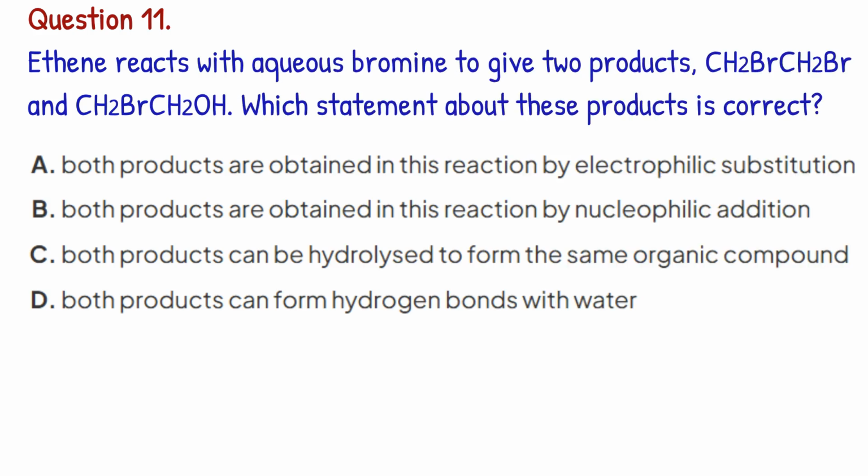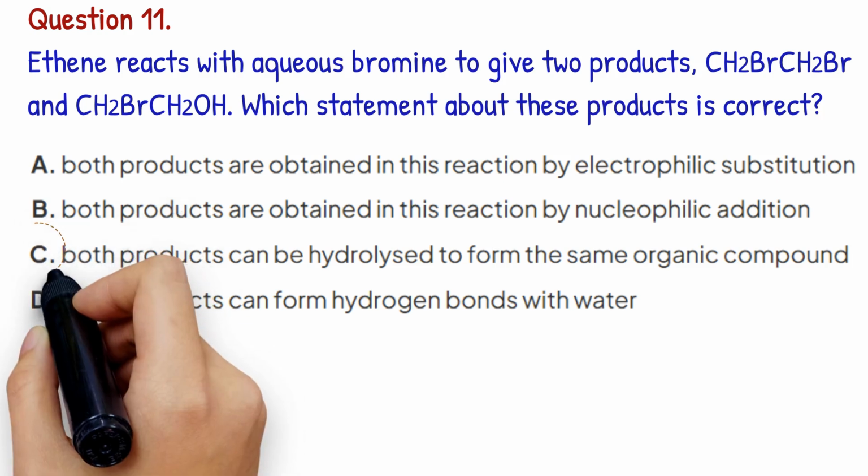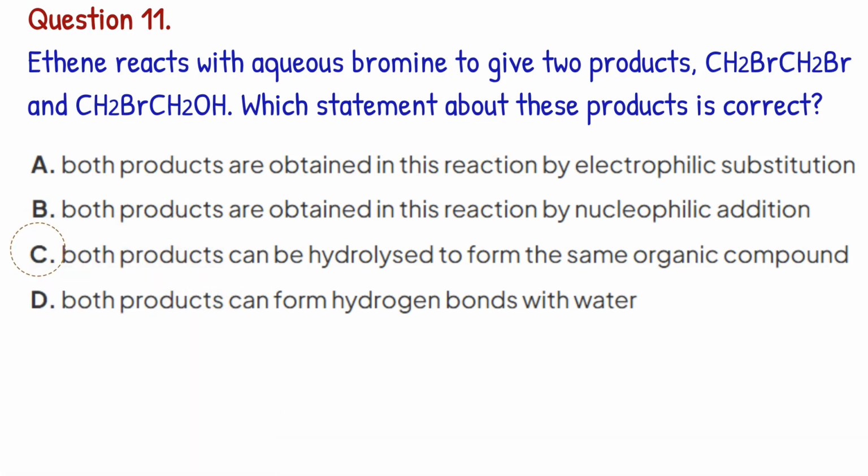Ethene reacts with aqueous bromine to give these two products. Which statement about these products is correct? The correct answer is C.